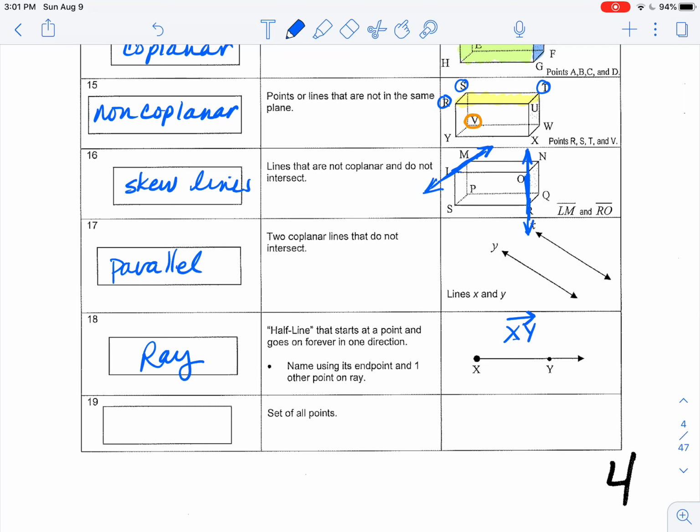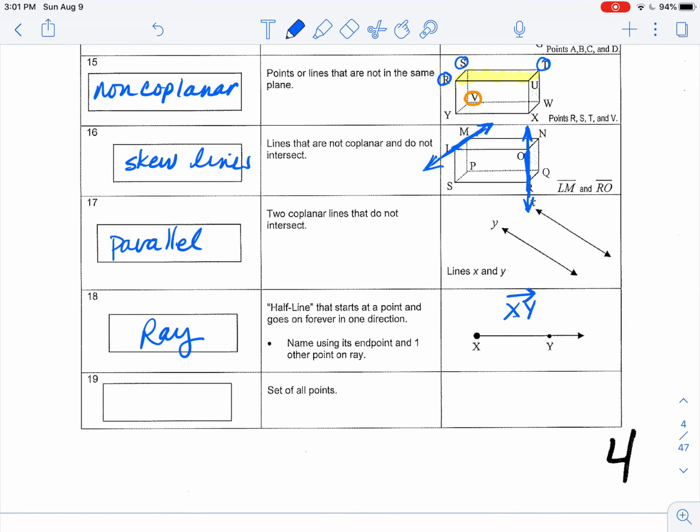And the last definition, the set of all points, that is space. And there's really not a diagram for that.